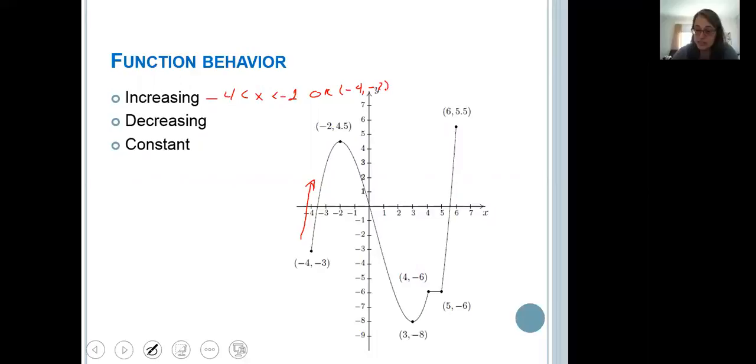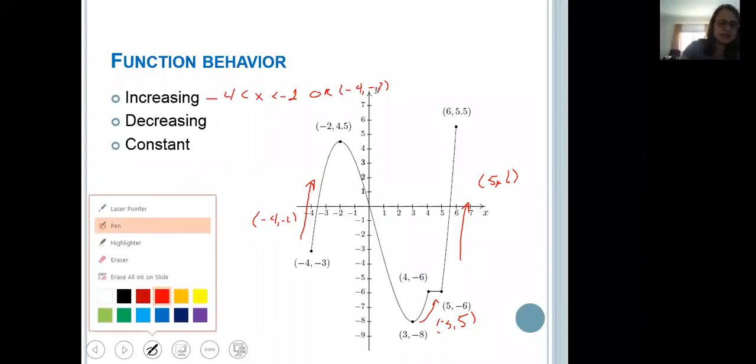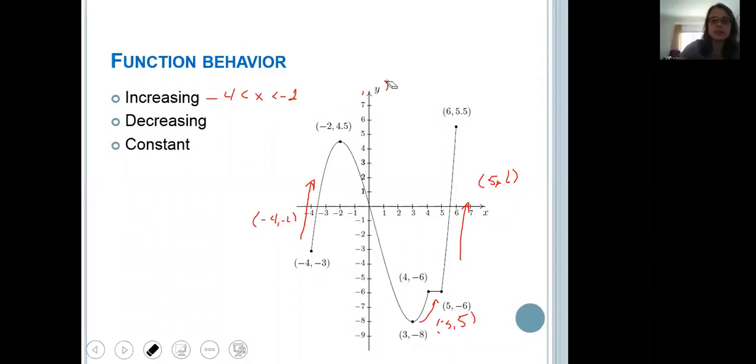Where else is my function increasing? Well, it's increasing here, right? From 3 to 5. And here, from 5 to 6. So I want you to notice I'm always talking about the x-axis, okay? So what we're talking about is regions of the domain, yes? Okay, that's every place that it's increasing. I'm going to erase this scribble here.